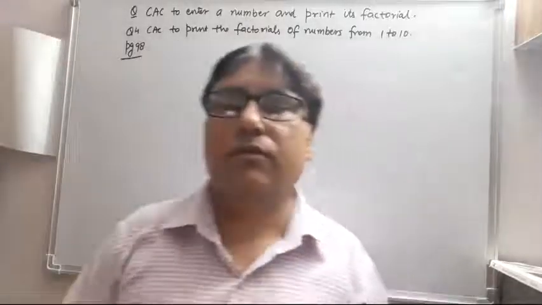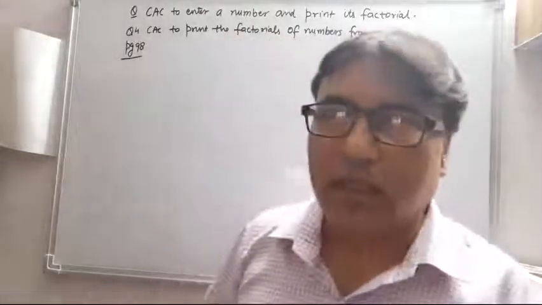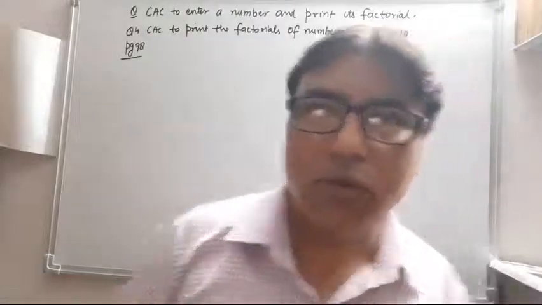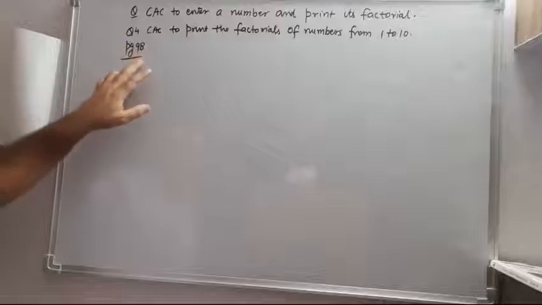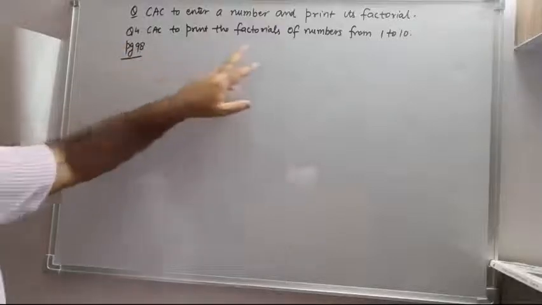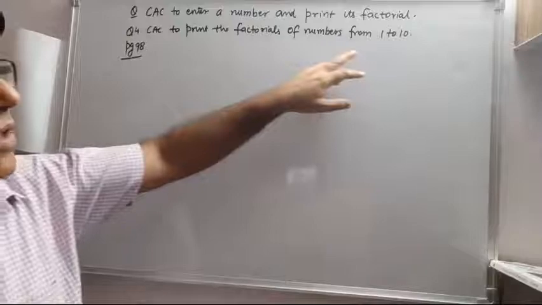Good morning, students. We are doing the for loop, and regarding that we will do two more questions. This is question number 4 given on page number 98. Create a class to print the factorials of numbers from 1 to 10.